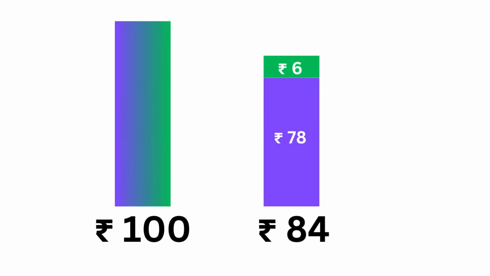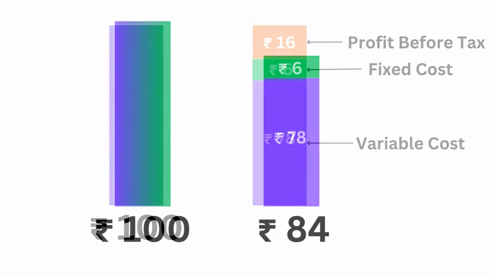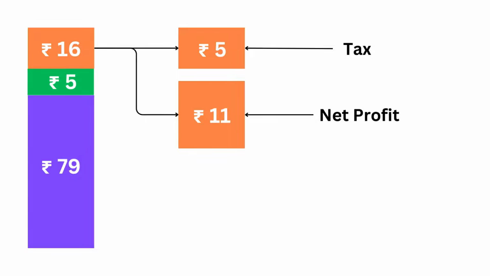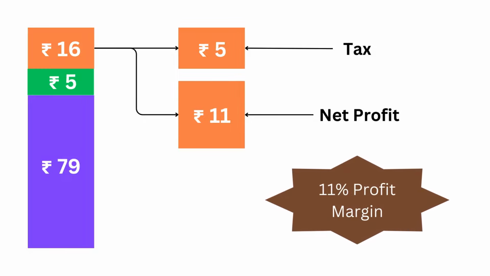When you add up both the fixed and variable costs, it costs you 84 rupees to make each unit of millet rice, which is sold for 100 rupees. This means you make a profit of 16 rupees for each unit of millet rice. However, you may have to pay 5 rupees in taxes, so after taxes, your profit is around 11 rupees per millet rice. This is a simple way of saying that your net profit margin is 11%.